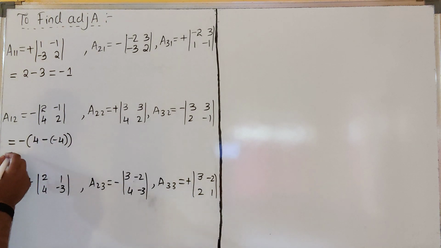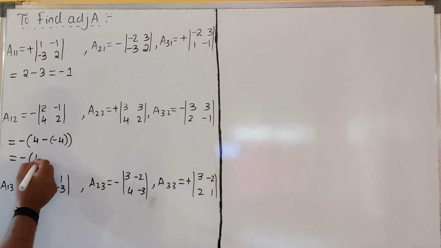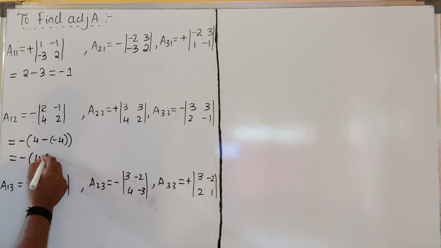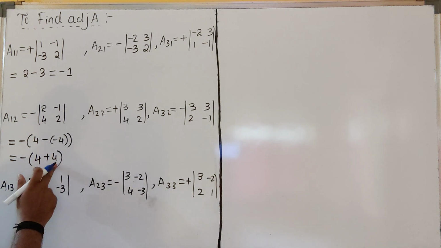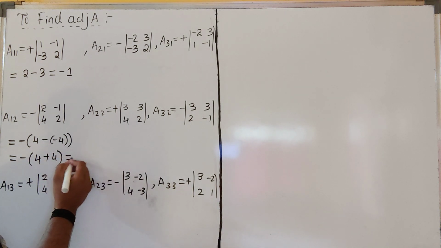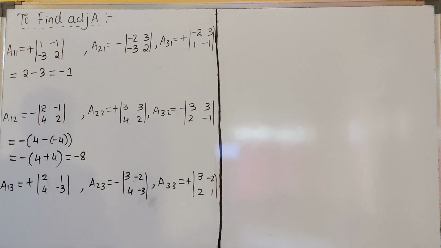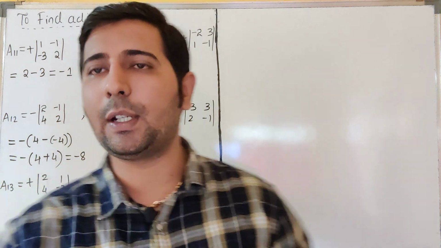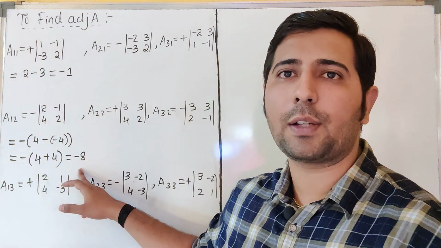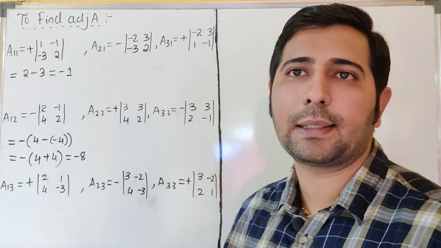So now see how to find this one. 4 I will write, minus into minus, plus 4. 4 plus 4 is 8. 8 into minus is minus 8, dear students. This is what? A12, dear students. A12 is what? Minus 8. Understood or not this one? Everybody, it is clear, no?